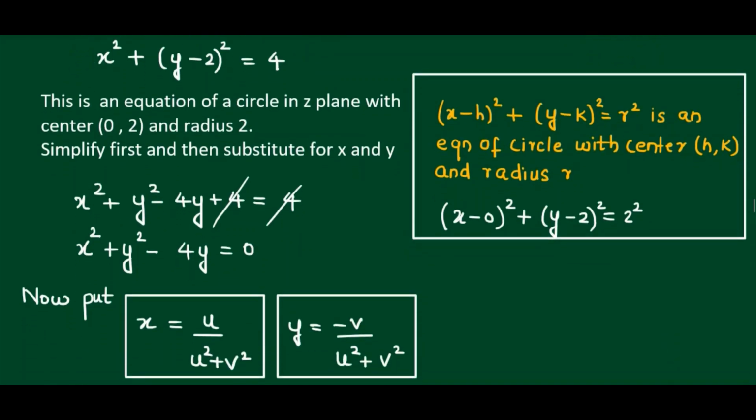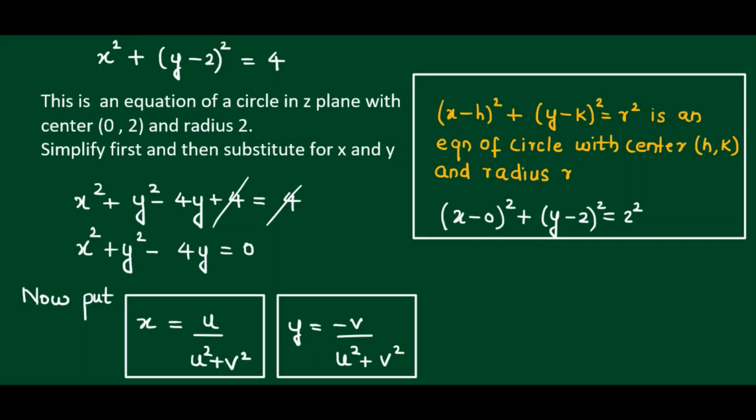Now, compare this equation with our equation of a circle. Here h is 0 and k is 2. So, (x minus 0) whole square plus (y minus 2) whole square equal to 2 square. So, the radius is also 2 and the center is (0, 2). And we have understood what equation this is in the z plane. It is an equation of a circle.